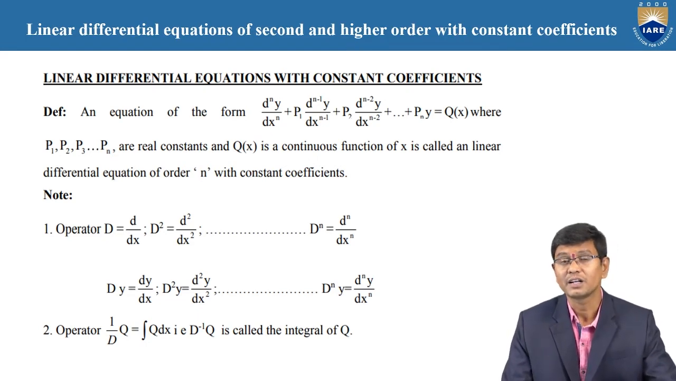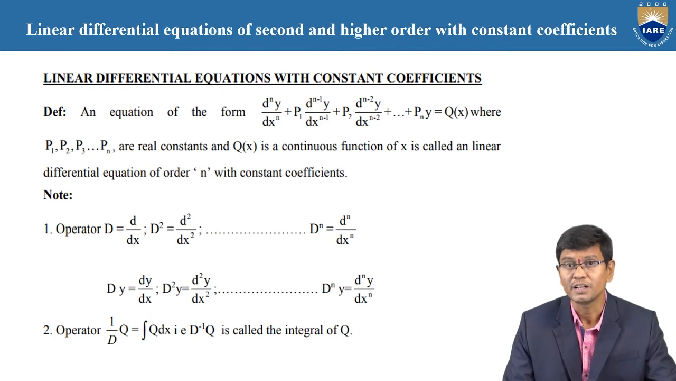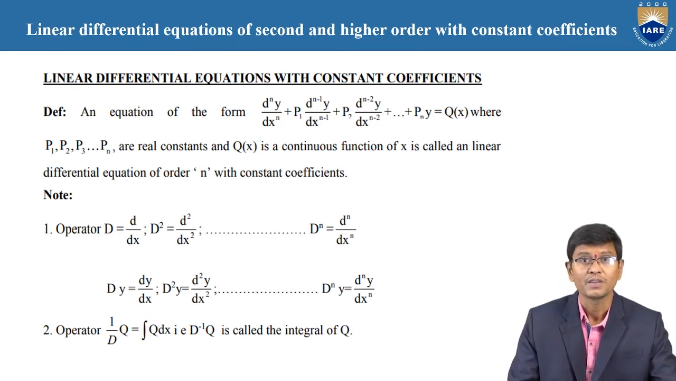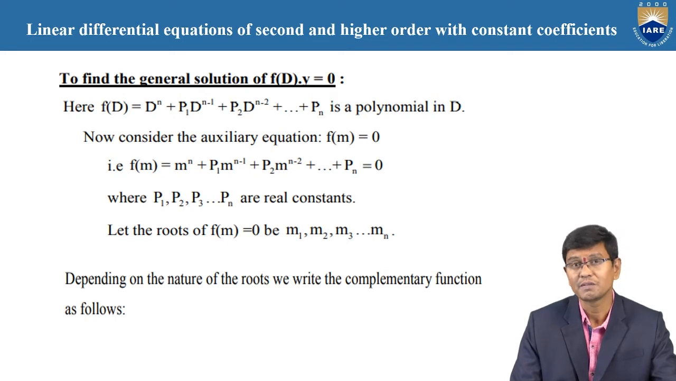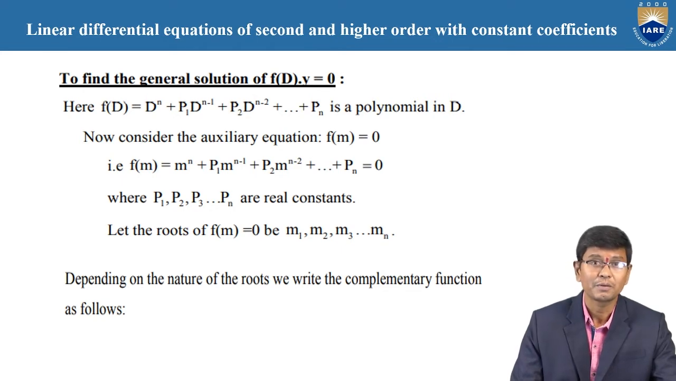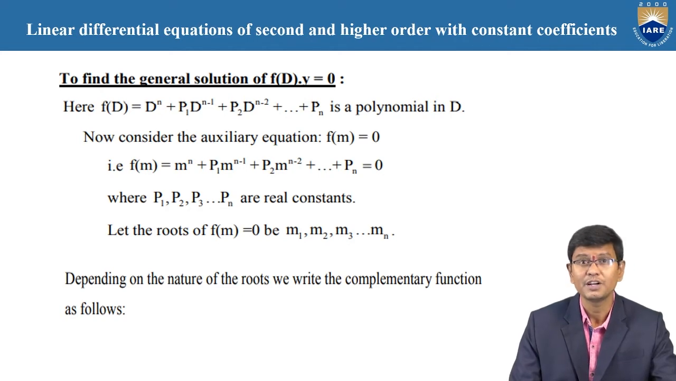Therefore, when solving the equation, we first reduce it to operator form, and after that find the solution. To find the general solution of f(D) y = 0, we first write the operator form: f(D) = D^n + p1 D^(n-1) + p2 D^(n-2) + and so on + pn. This is a polynomial in terms of D only.